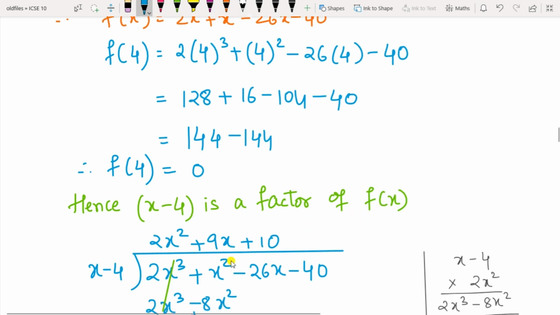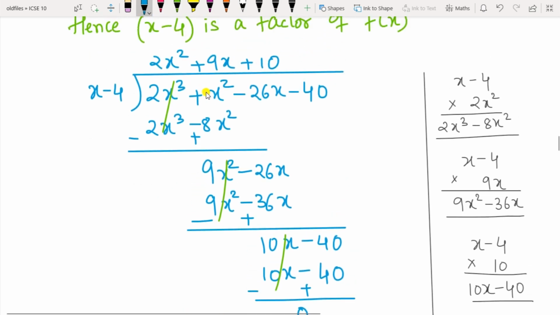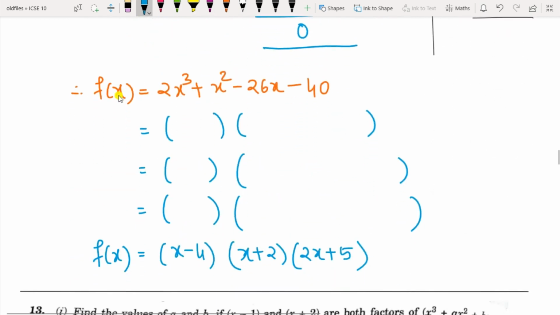Okay. Now you have to divide this polynomial by x minus 4. This division pattern you have done in the 9th standard. So this gives your quotient as 2x square plus 9x plus 10. This is another factor of the given polynomial. So you got the two factors here. Therefore f of x equals x minus 4 as the first factor, and the quotient 2x square plus 9x plus 10 is another factor.